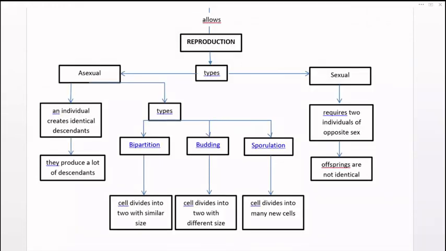There are 2 different types of reproduction. The first type are the asexual reproduction, that is the most simple way to produce new individuals.